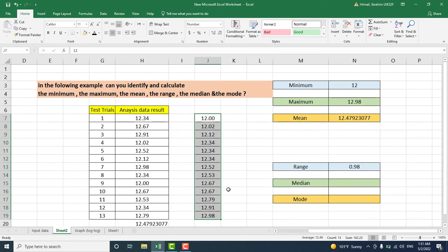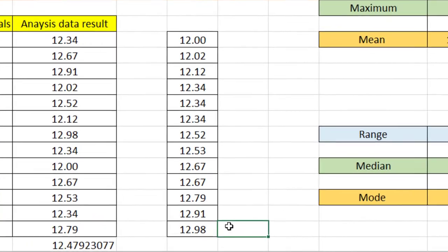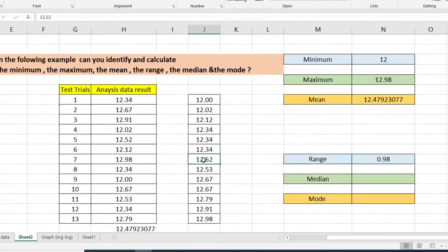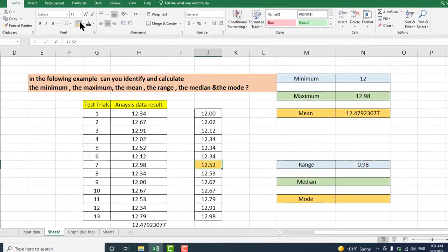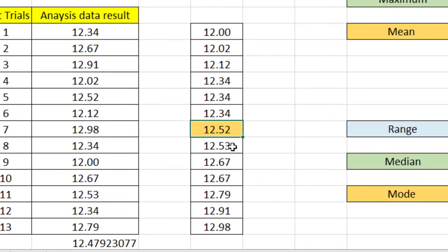Now I'm looking for a number that falls exactly in the middle, like this one here. This is the median because there are six numbers above it and six numbers below it. This is how you find the median. It's the number that falls exactly in the middle of the measurements.